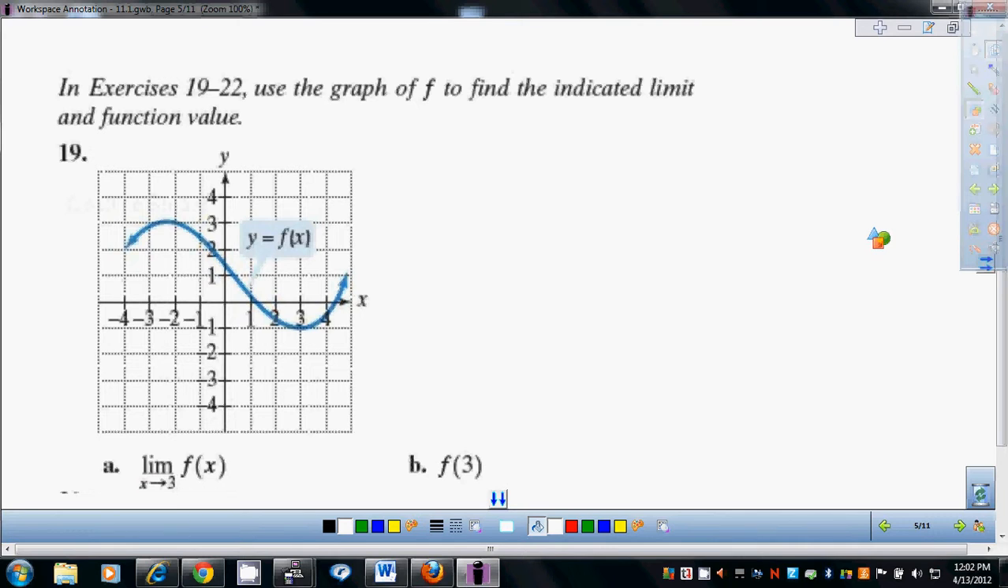Now, this is how you'll be asked today. They'll say, look at your function. What is the limit as x approaches 3? So you look and you put my finger on it, and as I get closer and closer to 3, what's it going to? Negative 1.